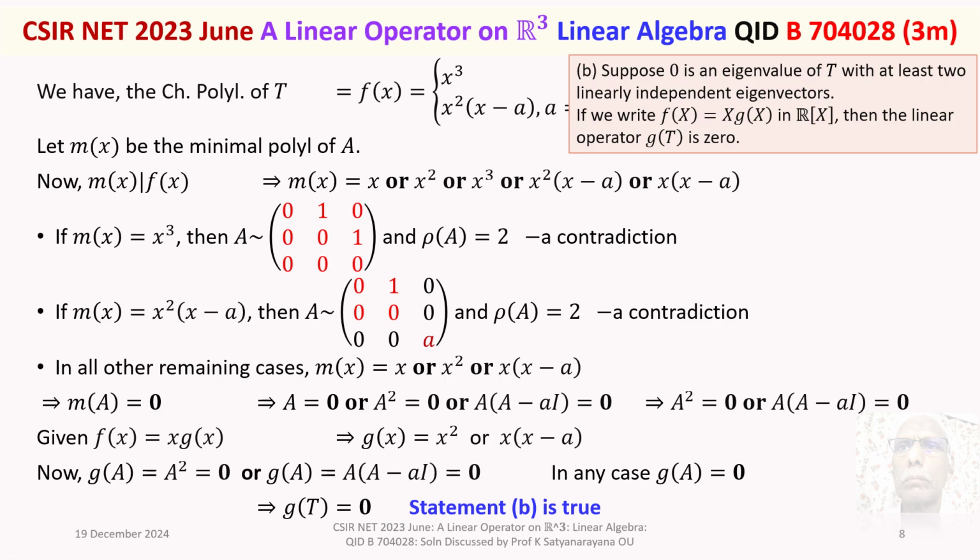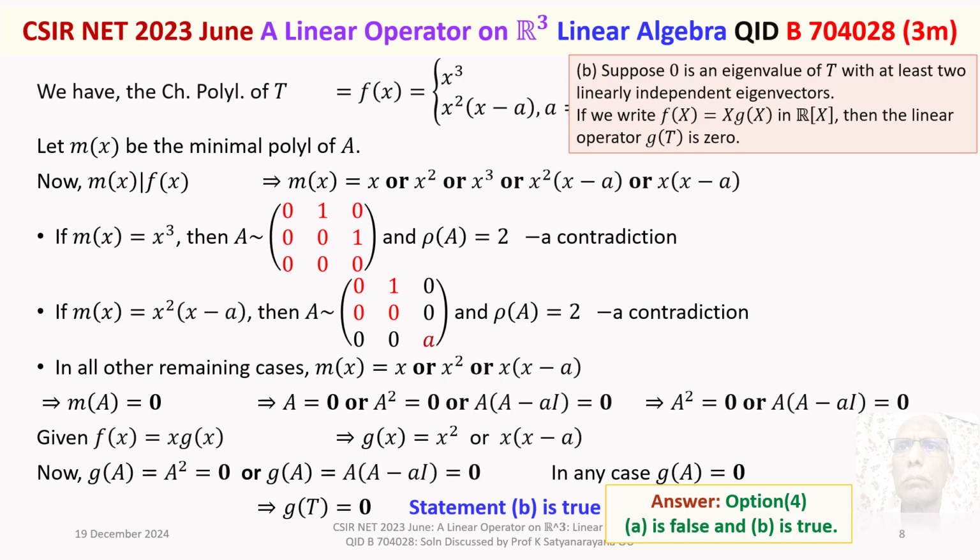So what's our conclusion? Our conclusion, that is our answer, is option 4. That is, statement A is false and statement B is true. So that is the detailed discussion of the solution of the problem from the section Linear Algebra, which is related to linear operators on R cube.